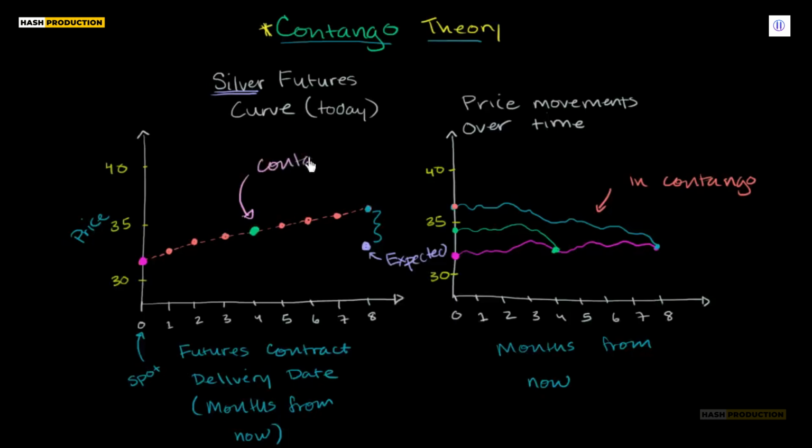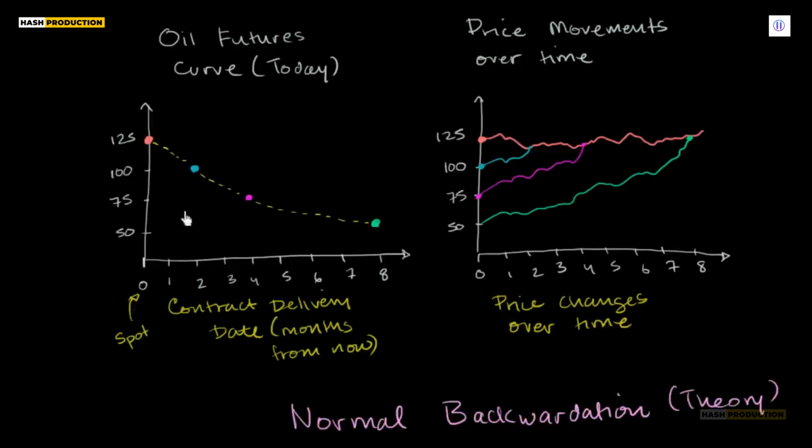But this isn't exactly right. It's really these movements over time. What I've drawn right here is an inverted oil futures curve. So if the futures curve looks like this, it just means that it's more expensive to buy oil today than to agree to buy oil at some future date, 2 months from now, 4 months from now, or 8 months from now. There's a couple of reasons why this might happen.